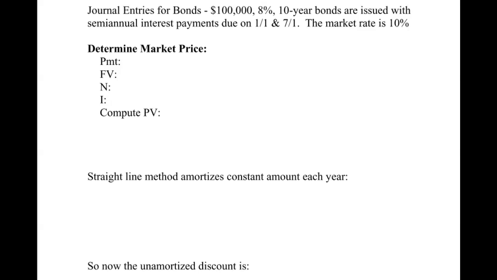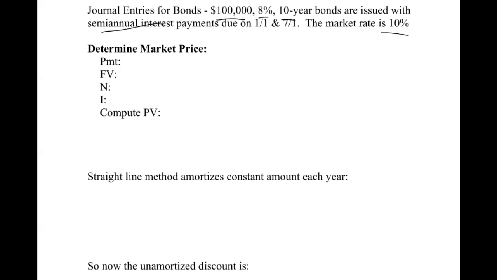If you watched the last video, you'll notice this information right here: the 100,000 8% 10-year bonds, semi-annual interest, market rate is 10%. That's the exact same problem we used at the end of the previous video. I do that when I'm doing several of these at one time in an extended lecture. It just helps keep things straight using the same bonds.